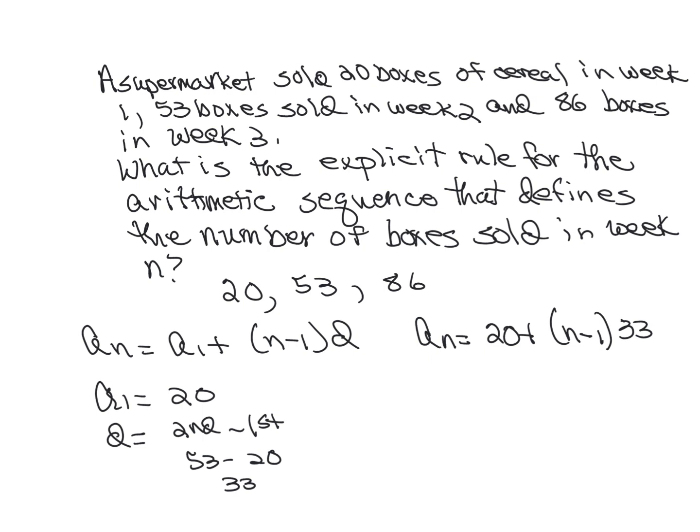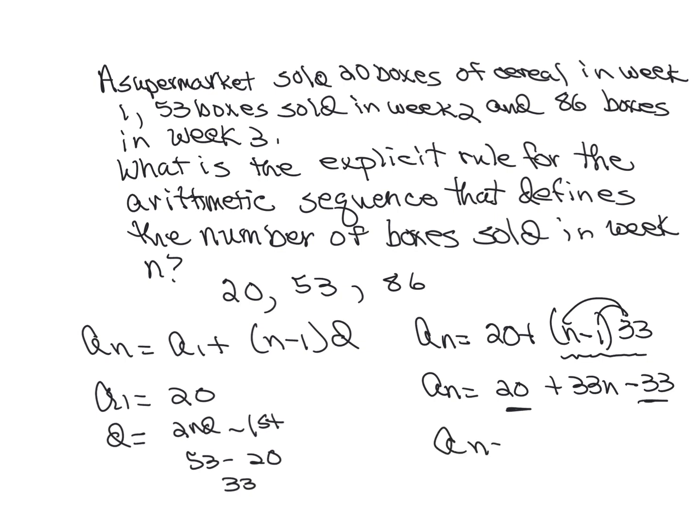Okay, my answer is not going to be written in this form. It has to be in simplified form, which means I'm doing this distributive property. And when I do that, I'm going to get a sub n is equal to 20 plus 33n minus 33. I combine my like terms, and I have a sub n is equal to 33n minus 13 as my answer.